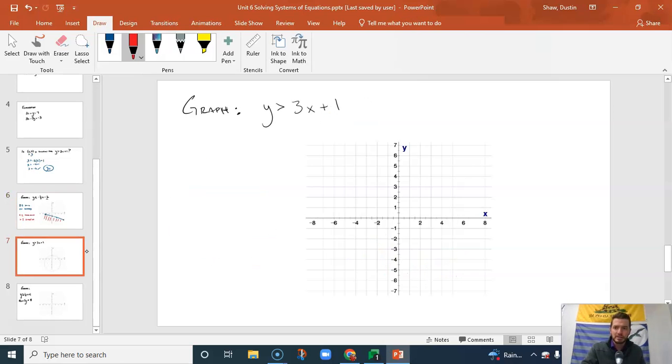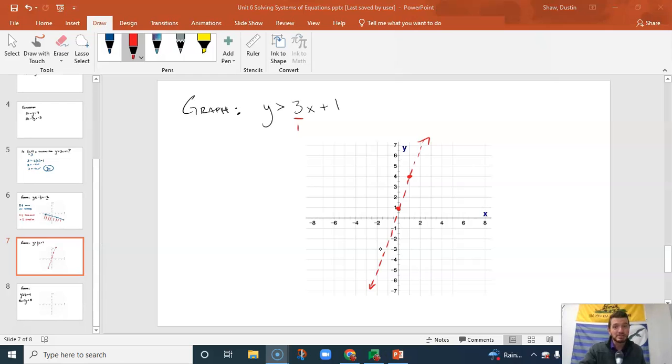All right, second to last one, here we go. Y is greater than 3x plus 1. So again, we'll start at 1. We're going to go up 3 units and over 1 unit. And you see that our graph is just greater than, so no equal bar, so this is going to be a dotted line. Something like this.